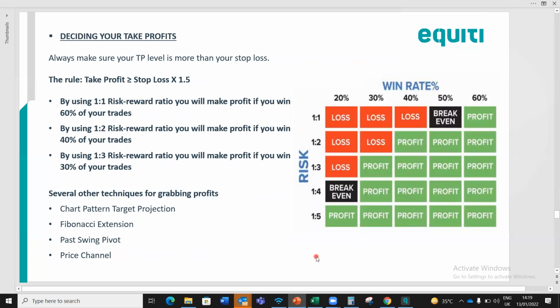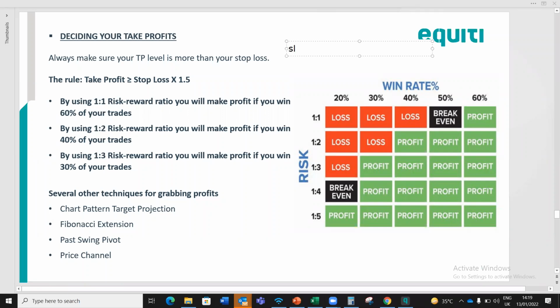So deciding your take profit. Remember, deciding your take profit as well is very important. Always make sure that your take profit level is more than your stop loss level. The rule for taking profit is that your take profit should be greater than or equal to your stop loss multiplied by 1.5.